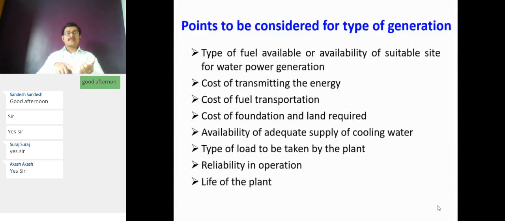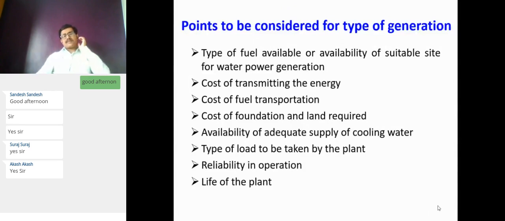For the hydroelectric power generation, I need to see the availability of a suitable site for water power generation, and whether sufficient head would be available for the water once I take a decision for the hydropower plant. So these parameters should be taken into consideration. The second is the cost of transmitting the energy.